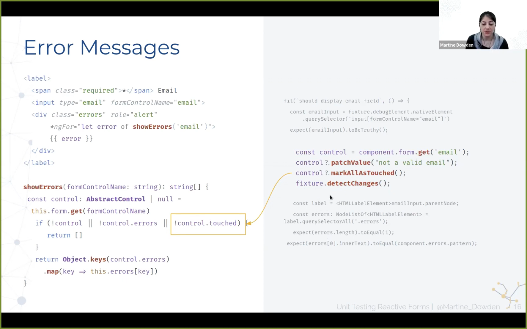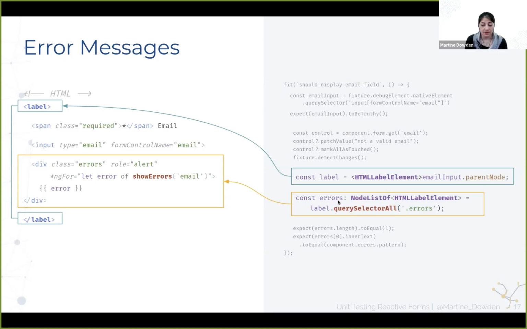So with this part, which is basically our scenario setup, which is making sure that the errors show up, we can go find the error and make sure that it's displaying the error we want it to be displaying. In order to do that, we already found the email input by looking for control name email. Because I've nested the input inside of the label, I can find the parent node of my input. So the parent node of my input is the label.